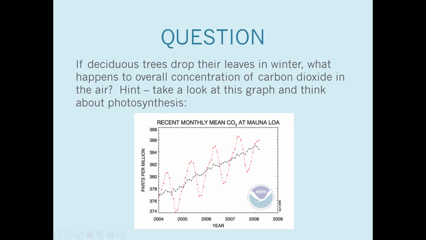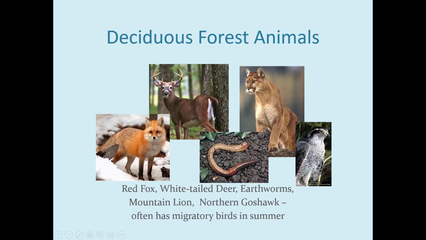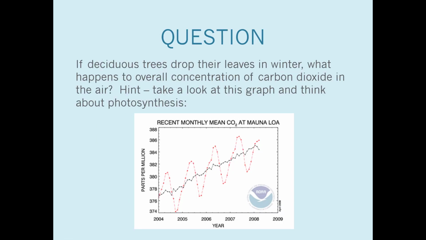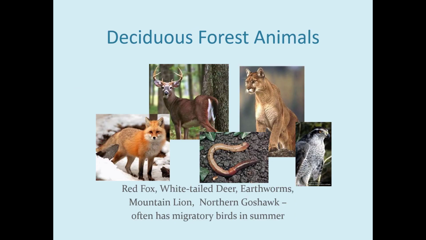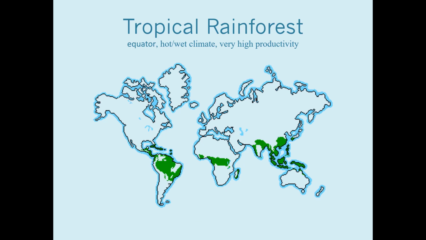Anyway, so up and down, up and down, up and down. All right, side note, do you need to know that right now? No, I'm just introducing this ahead of time. All right, these are different types of animals you can see there, all sorts of different ones. You often have migratory birds in the summer.